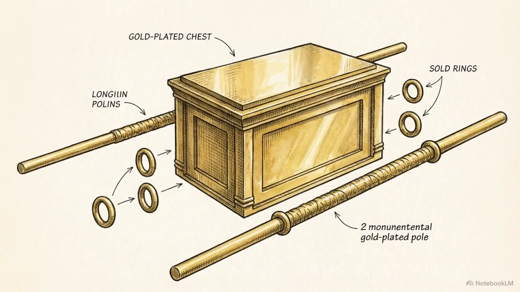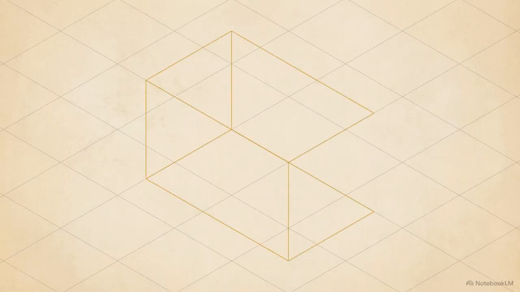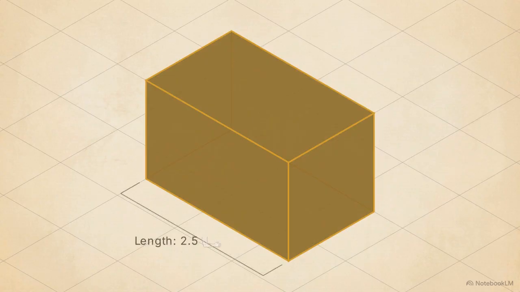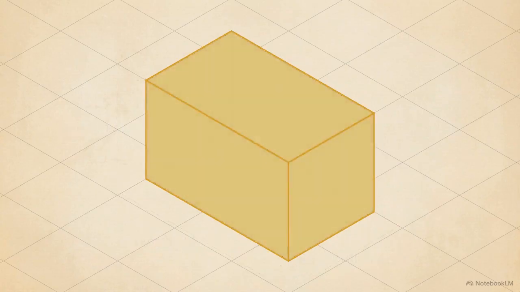The physical and geometric center of the entire complex is the Ark of the Covenant. This diagram shows the base dimensions dictated by the text: a frame of acacia wood cut to 2.5 cubits long, 1.5 cubits wide, and 1.5 cubits high. Then comes the material upgrade. The wood is plated inside and out with pure gold, and the instructions require casting 4 gold rings to serve as anchor points at the lower corners.